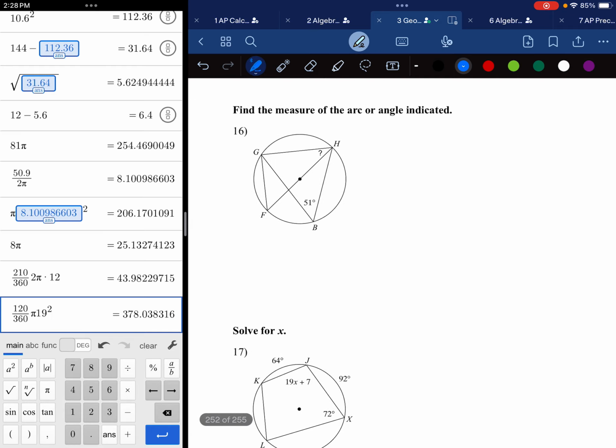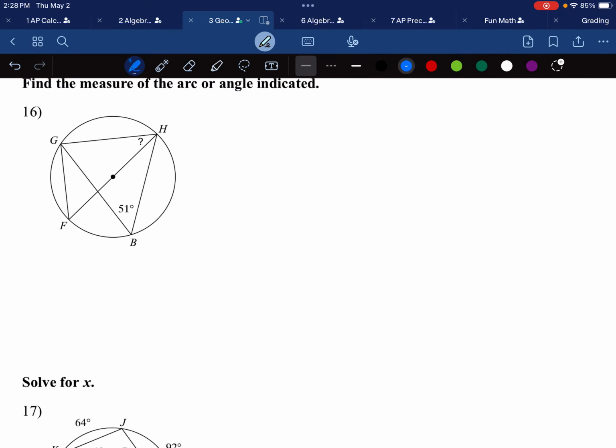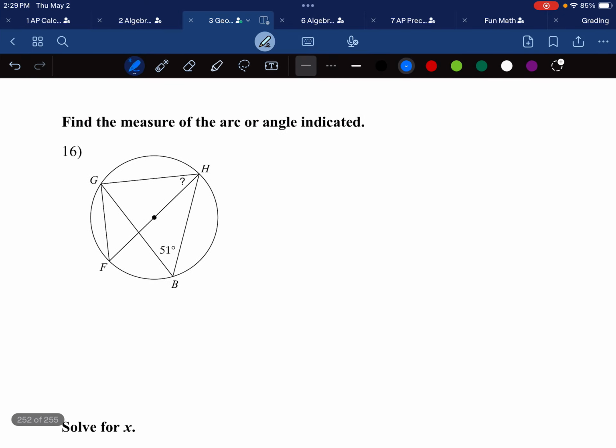Excellent. Moving on to number 16. Find the measure. Okay, I don't think we need a calculator anymore, so let's hide the calculator. Find the measure of the arc or angle indicated. Okay, it's clearly indicating this angle right here. Ooh, this one is tricky. All right, let's see what I got.